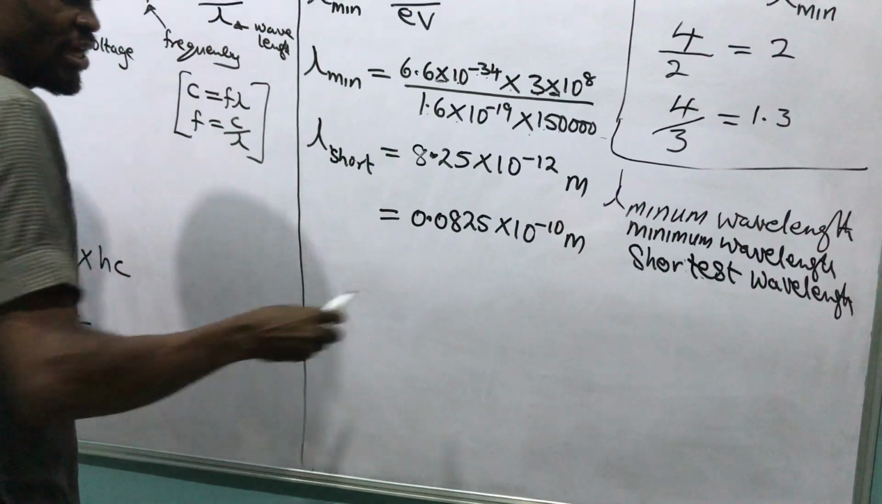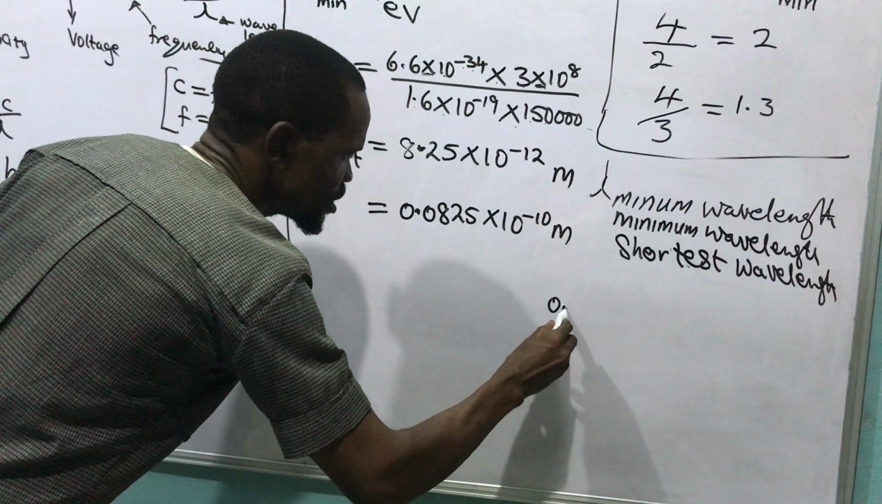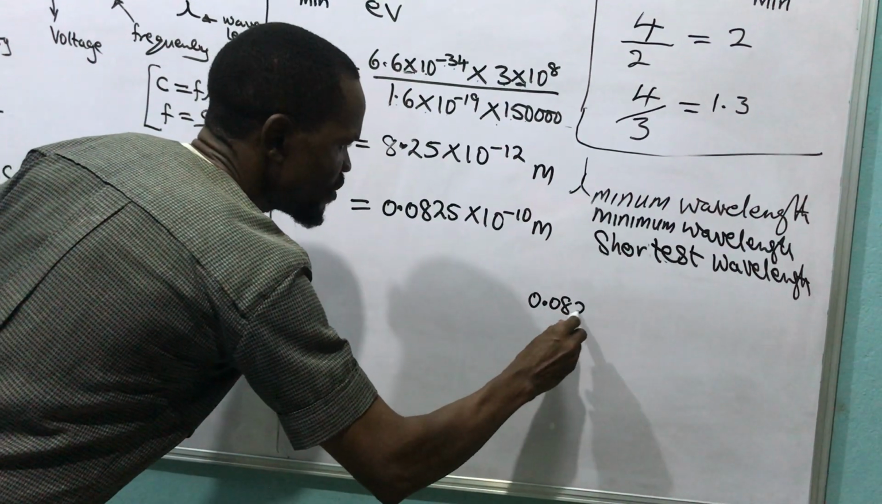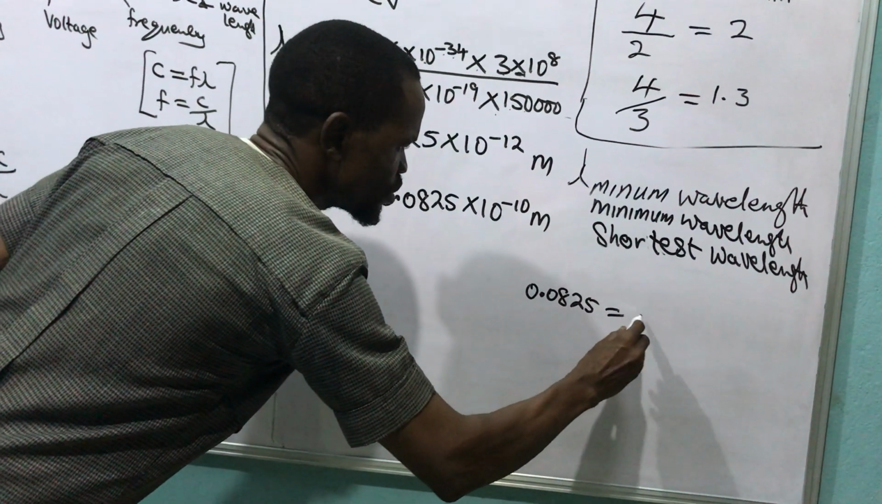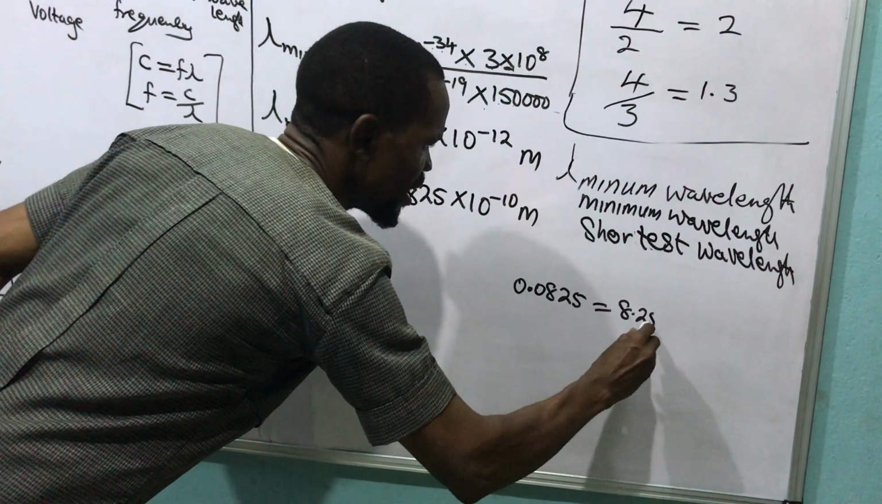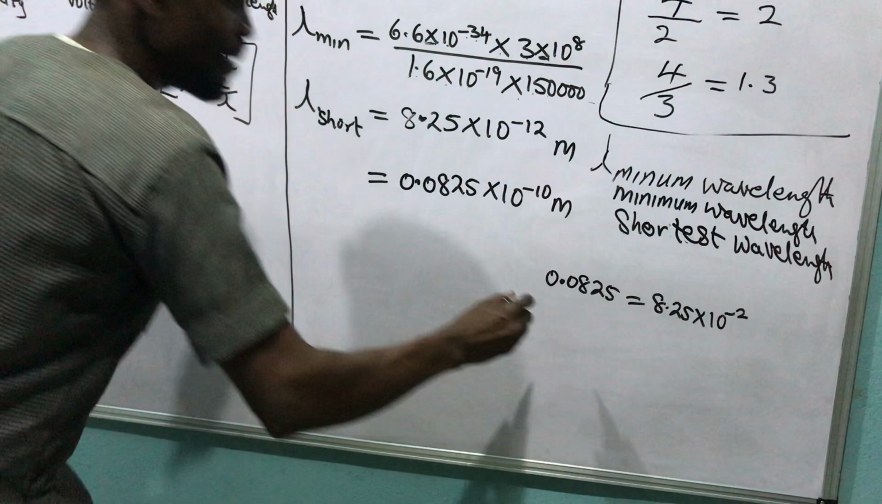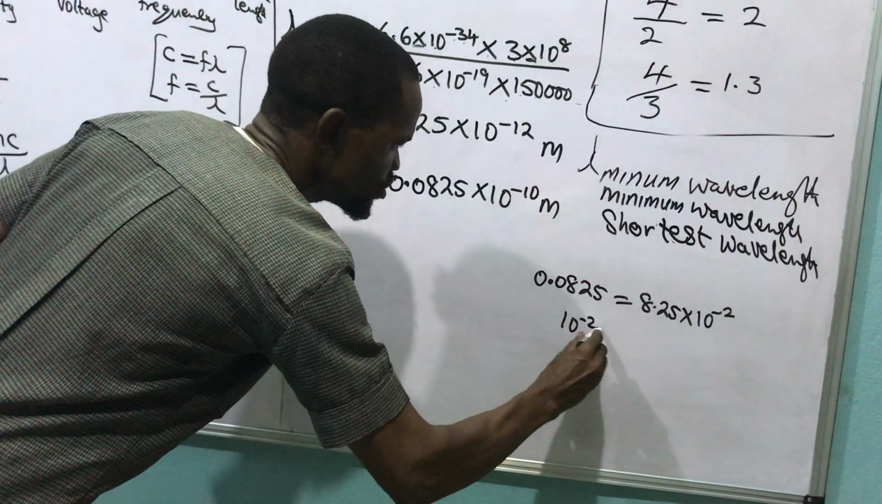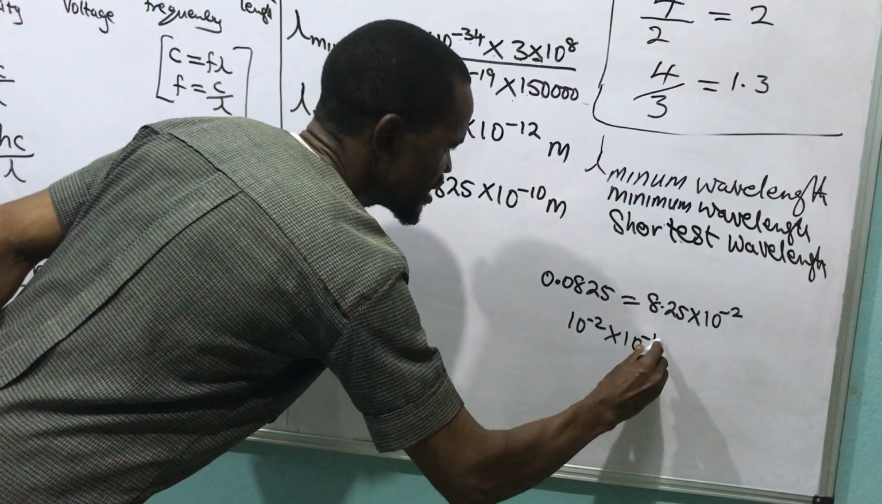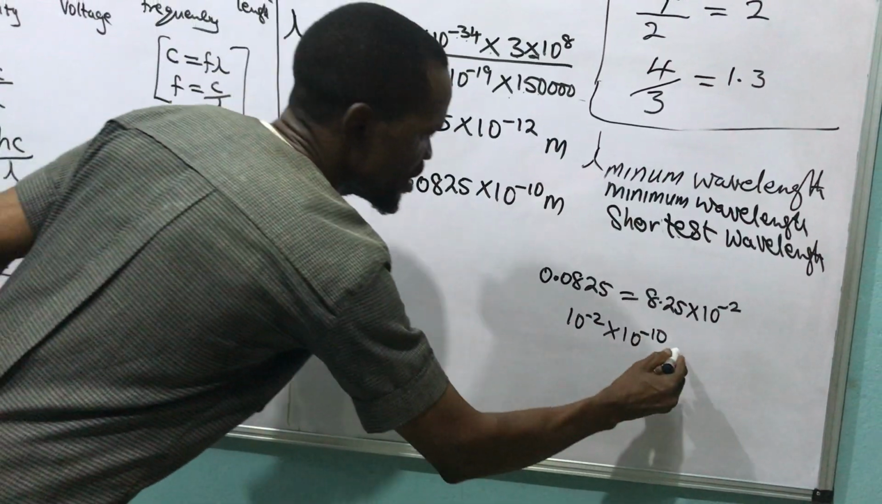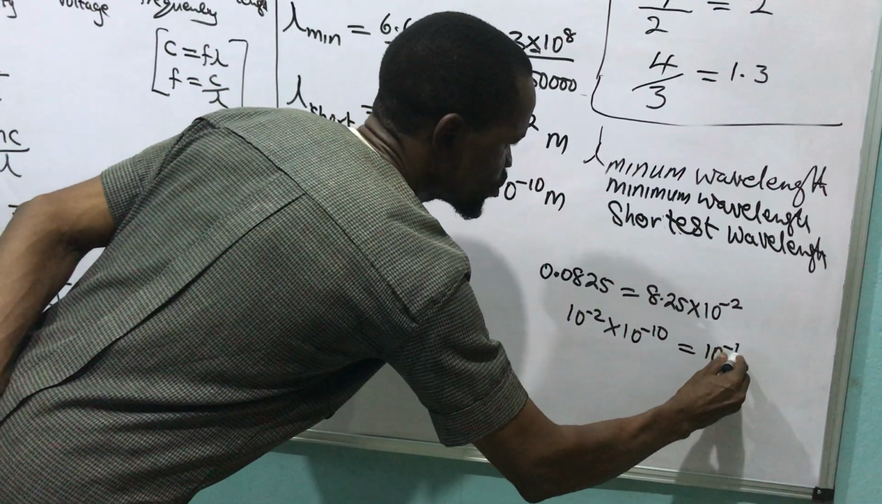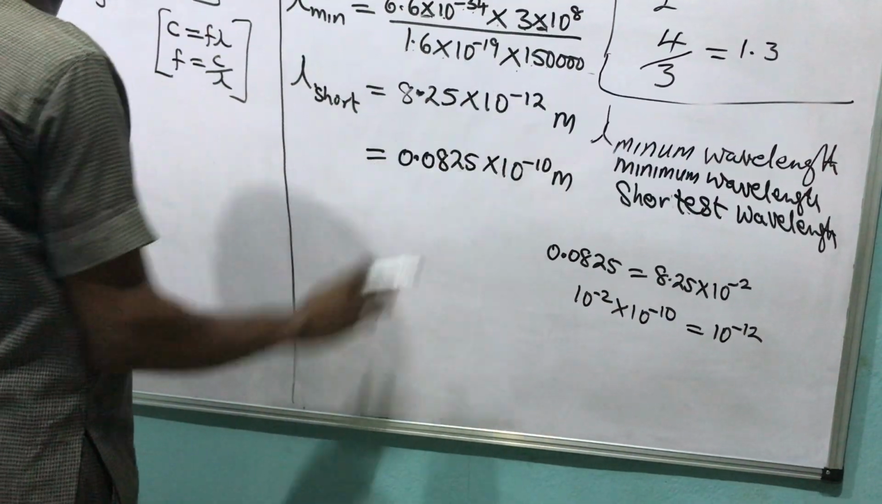What does it mean? If I want to change 0.0825 to standard form, I can say it's 8.25 times 10 raised to power minus 2, right? That means 10 raised to power minus 2 times 10 raised to power minus 10. That will give me 10 raised to power minus 12. I have come back to what I had before.